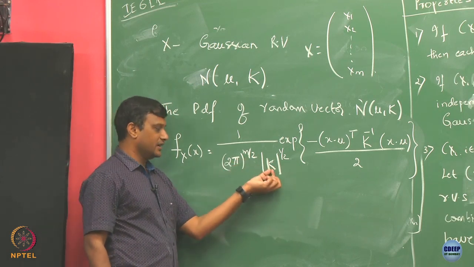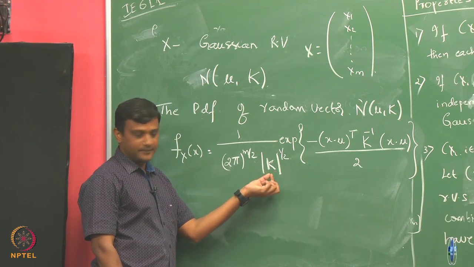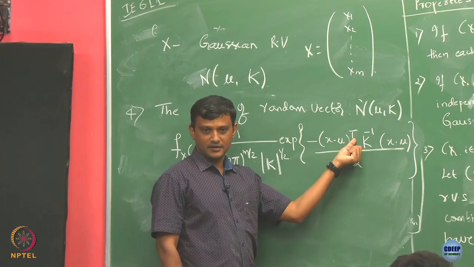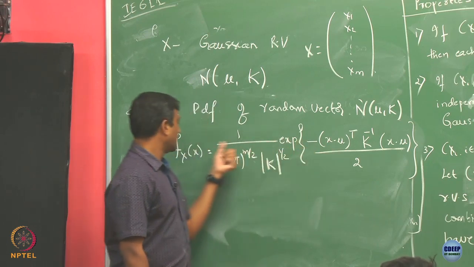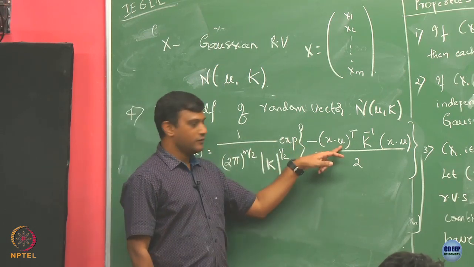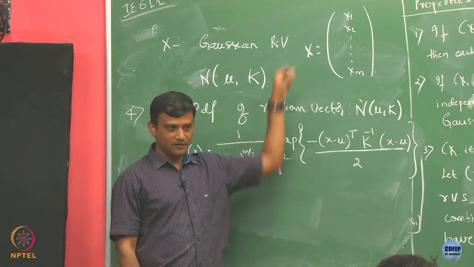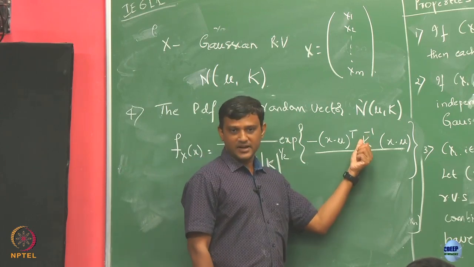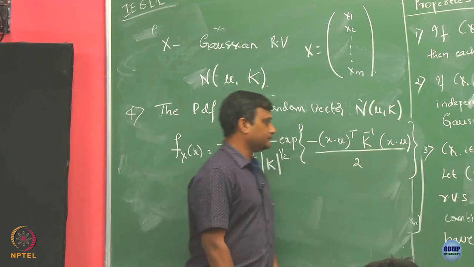What is mod of K here? It means the determinant of this matrix K, and capital T here is going to be the transpose, because this X here is a vector and mu is also a vector. What is this vector? This vector is the mean of all the components, and K inverse means the inverse of the matrix.